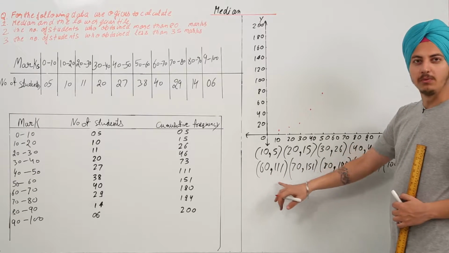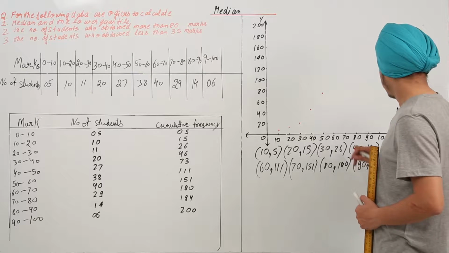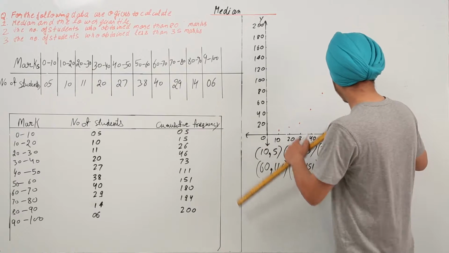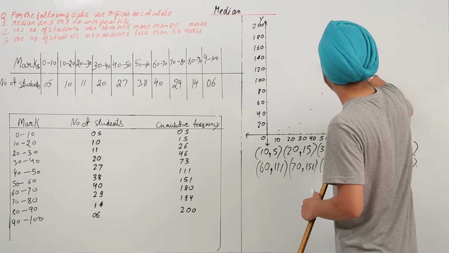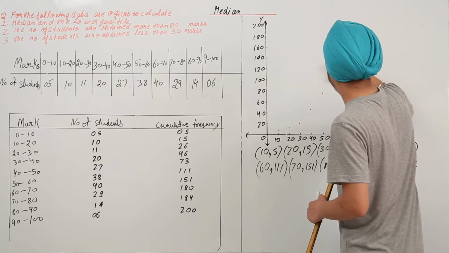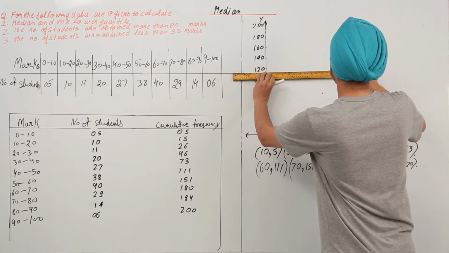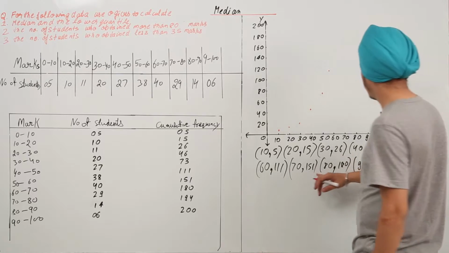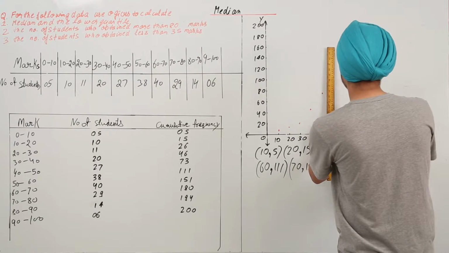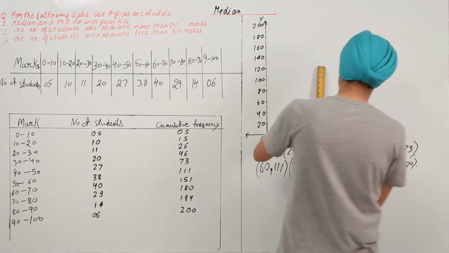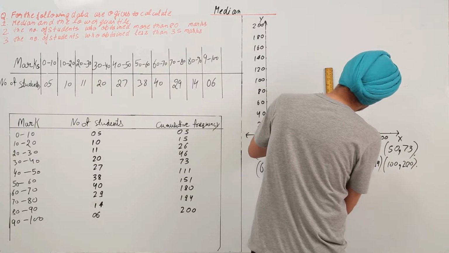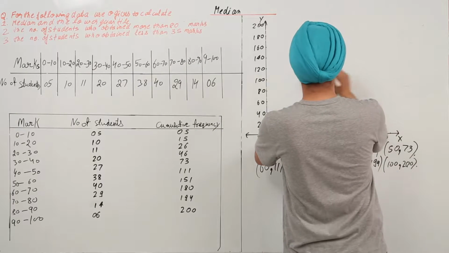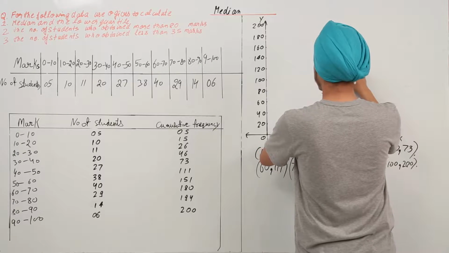Then we have 60 comma 111. Okay, so we have 60 comma 111. So that would be 60 comma after 100, it would be over here, right? And then we have 70 comma 151. First of all, I am again marking 60 comma 111. So that would be somewhere over here.